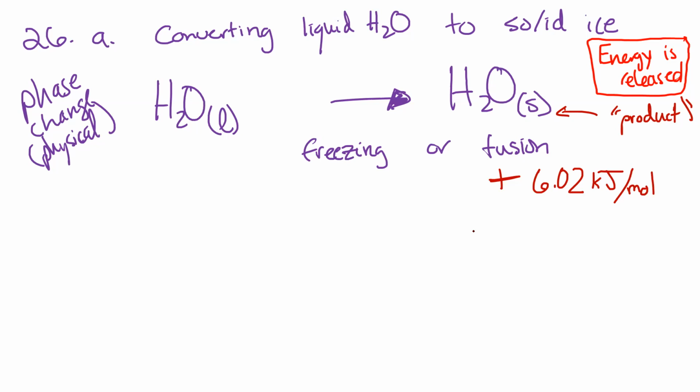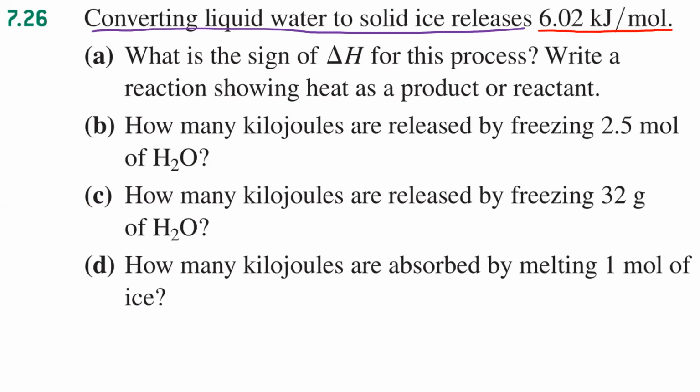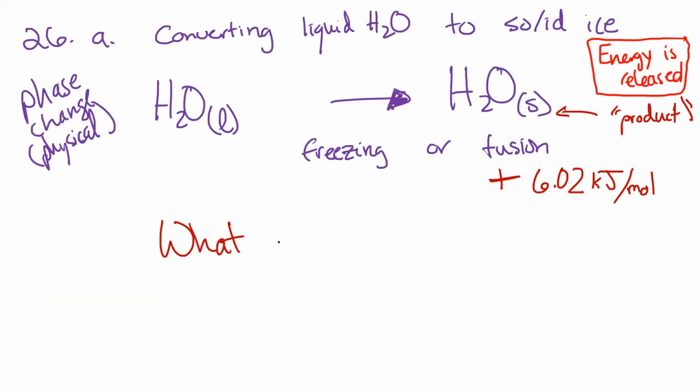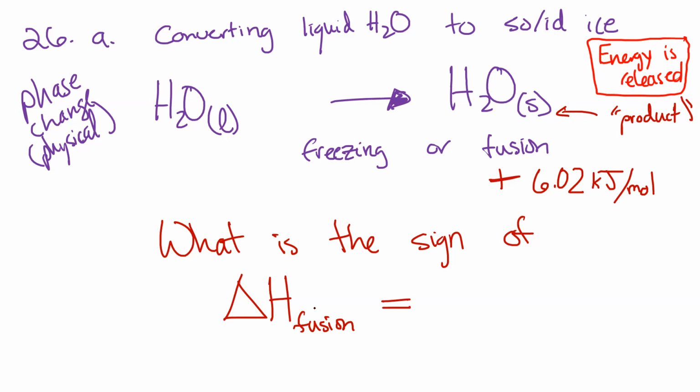Okay. You guys with me so far? Any questions about that? Is that clear? Any concerns? Okay. If there aren't any concerns, then let's look at that question one more time real quickly. What is the sign for the process? Okay. We've written a reaction showing the heat as a product or reactant. Now, what is the sign of delta H fusion? Positive or negative? It is negative because energy is released. Okay. For enthalpy, the release of enthalpy from the system to the surroundings is a negative value. So it's negative 6.02 kilojoules per mole.